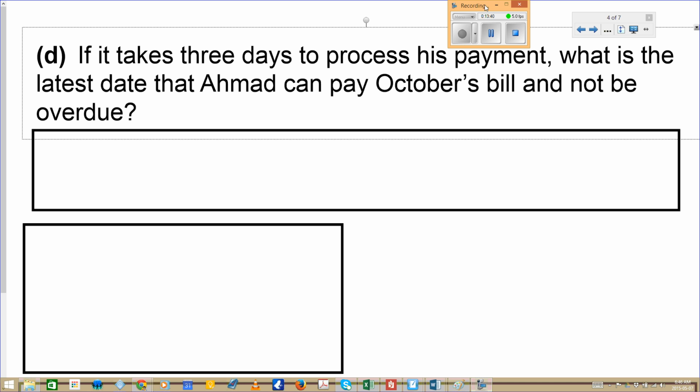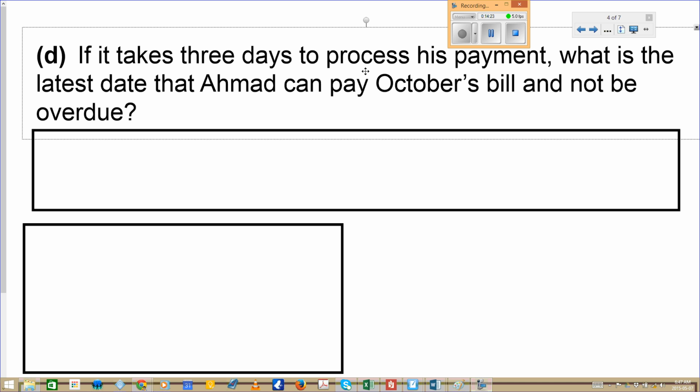Now, the problem is, remember, you calculated earlier that on the 29th you had to have your money in. So basically, for 21 days, you didn't get charged. From the 8th to the 29th, you didn't get charged. So on the 29th, you would get charged. Now, notice, it says here it takes 3 business days to process the payment. We're going to be simple and just say 3 days.